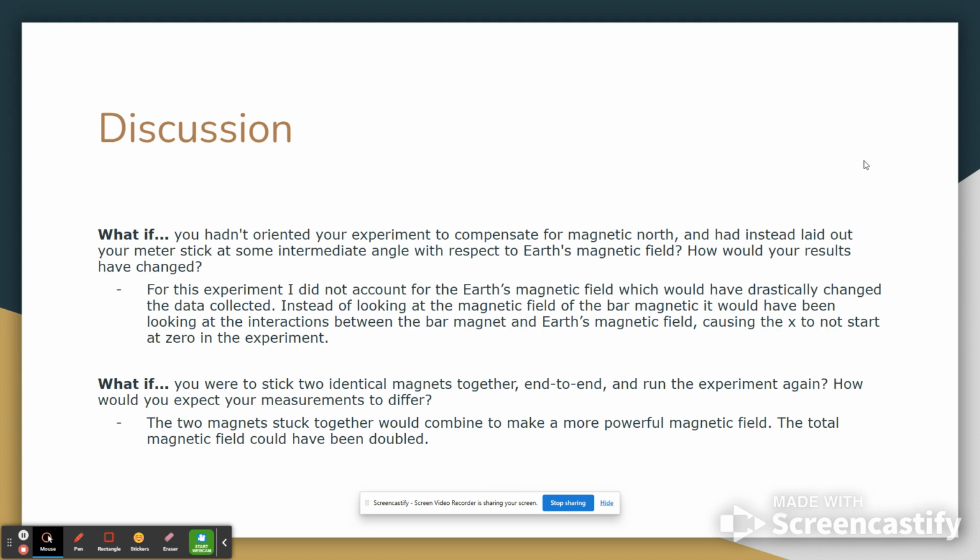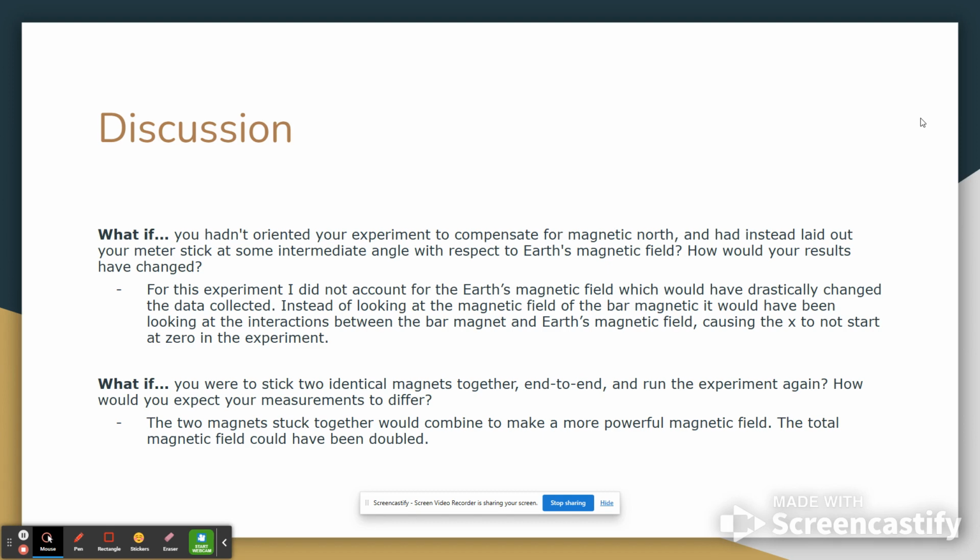So for the discussion in our video: what if you hadn't oriented your experiment to compensate for magnetic north and had instead laid out your meter stick at some intermediate angle with respect to Earth's magnetic field? How would your results have changed? For this experiment, of course, I did not account for the Earth's magnetic field, which would have drastically changed a lot of the values collected, shown throughout. Instead of looking at the magnetic field of the bar magnet, it would have been looking at the interactions between the bar magnet and Earth's magnetic field, causing the X involved to not start at zero in the experiment.